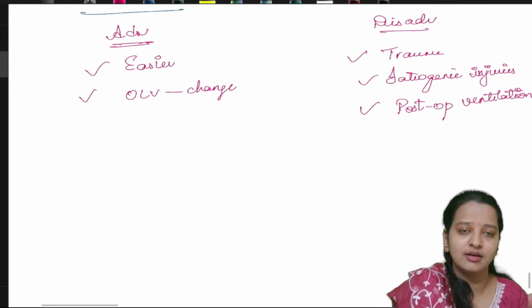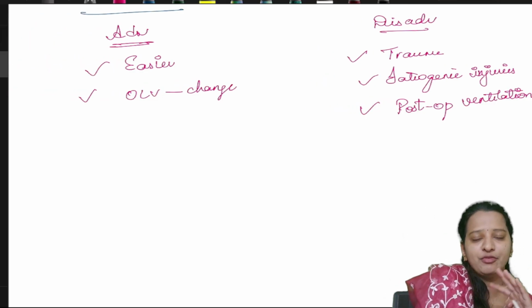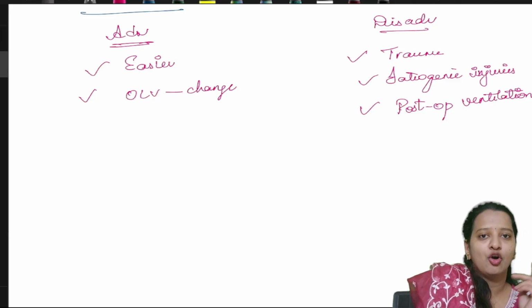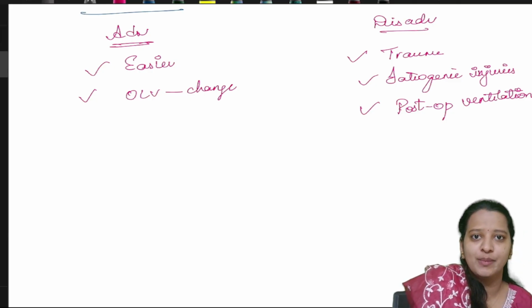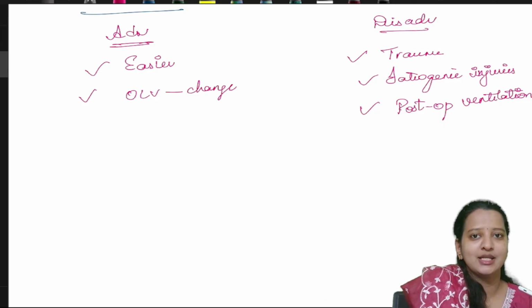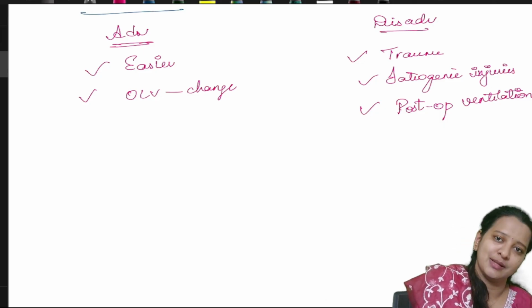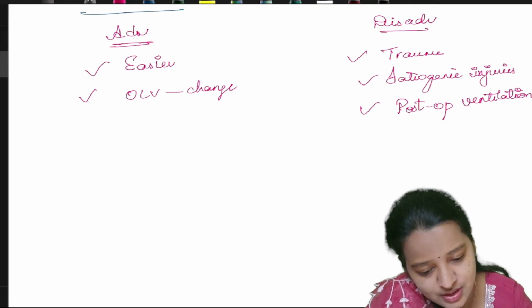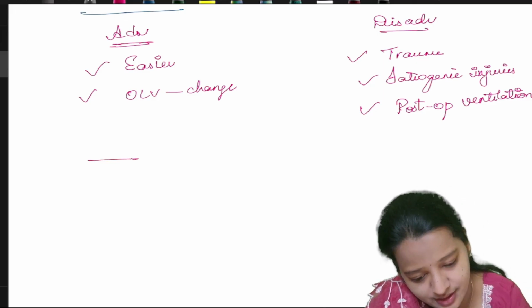So during that, when the DLT is inside, I can opt for either both lung ventilation or one lung. I can also do bronchoscopies. I can do suctioning. Everything is feasible. But it is not that feasible for the post-op ventilation. So these are the advantages and disadvantages.